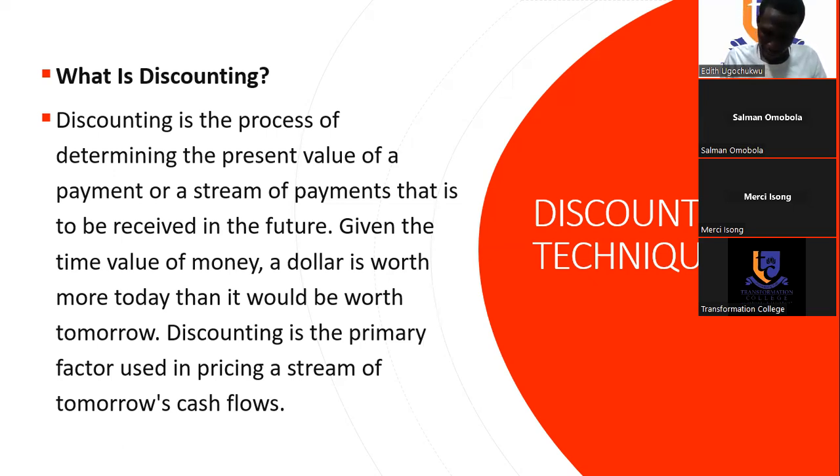So the brackets, 1 plus R. Remember, it's 1 plus R. So what is your R? Your R is 12%. So that 12%, if you divide it by 100, will give you 0.12. Then raised to power minus 1. So 1 plus 0.12 will give you 1.12 raised to power minus 1. So let's find that value.